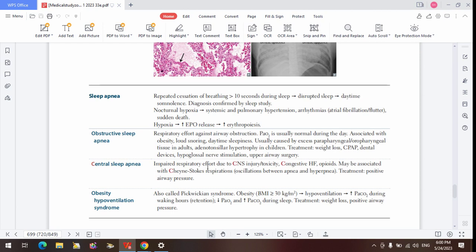Or you can do upper airway surgery that involves removal of those tissues within the pharynx. You do upper airway surgery to remove the tissues. So those are the treatment options: weight loss, upper airway surgery, hypoglossal nerve stimulation to stimulate the genioglossus to bring the tongue forward, or you place them on the CPAP. CPAP is actually the definitive treatment. There won't be any problem when you place them on CPAP. So that is obstructive sleep apnea, obstruction that happens at night.